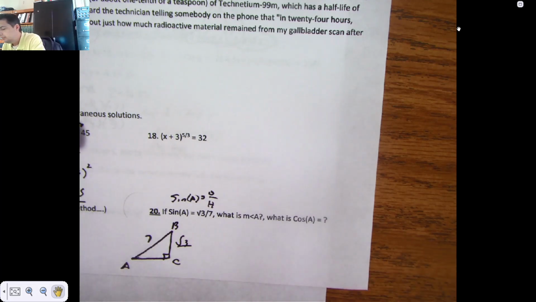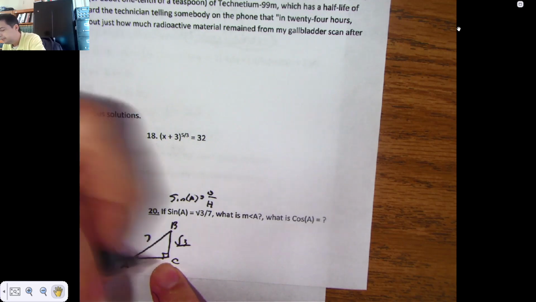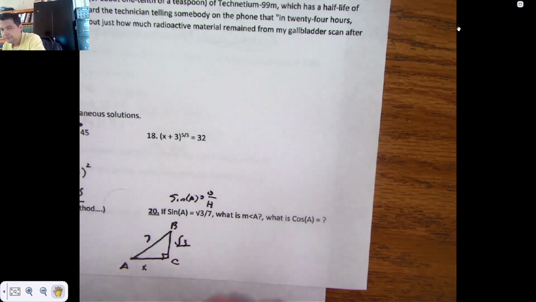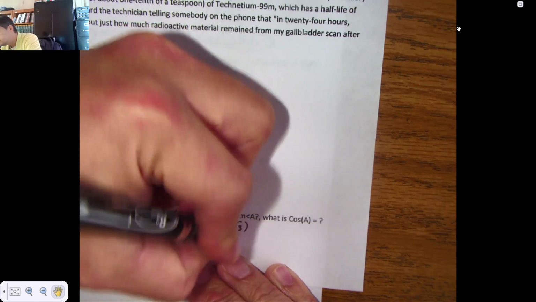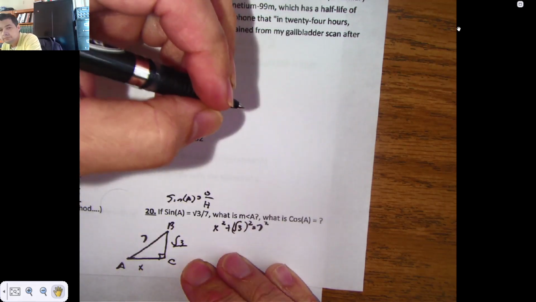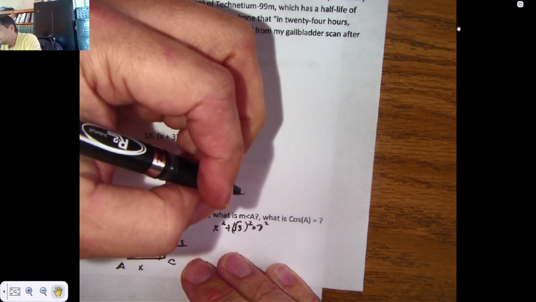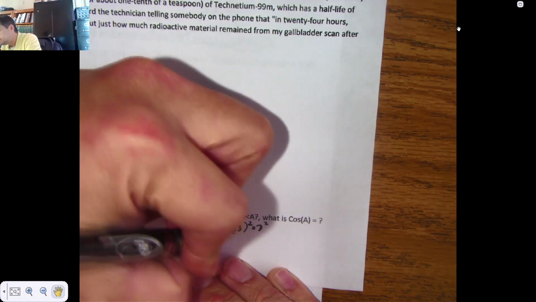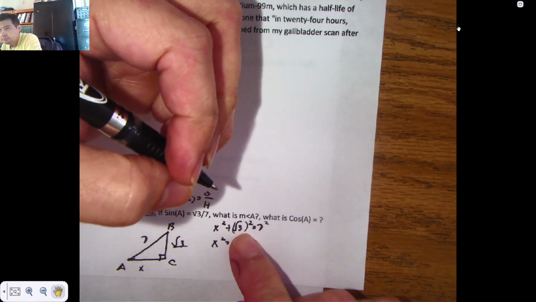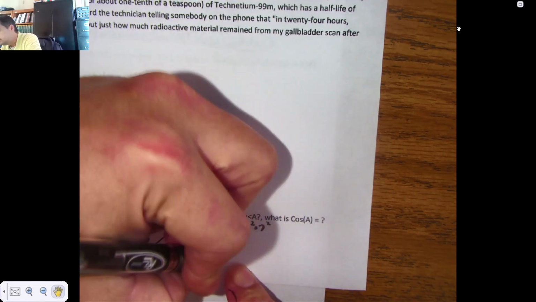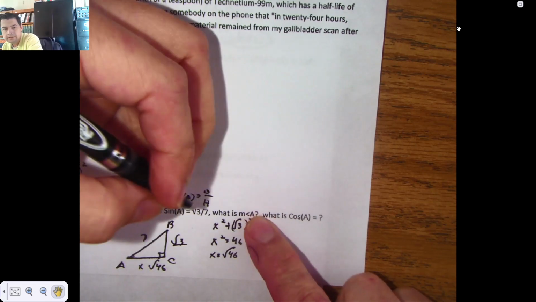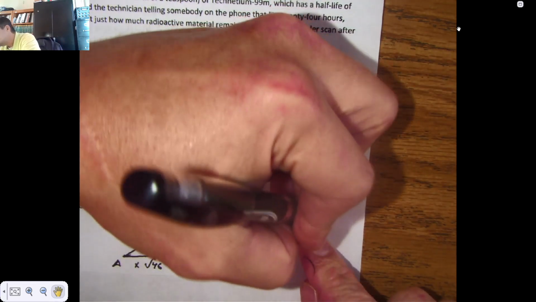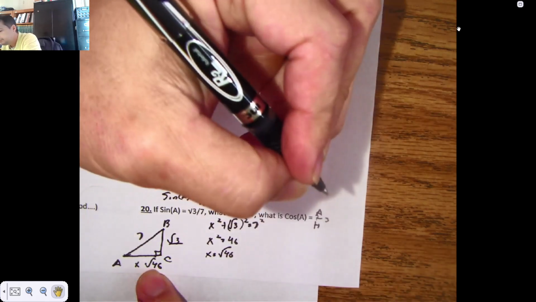So before I do anything, I'm going to find this missing side right here that we'll call x. You know Pythagorean theorem. It says x squared plus root 3 squared is 7 squared. If we square both sides, this would be 49. Take away 3, 46. So x is root 46, which does not simplify. I'm going to go ahead and address this part right now, and then I'll go back to angle A. Cosine of angle A would be adjacent over hypotenuse, which is root 46 over 7.